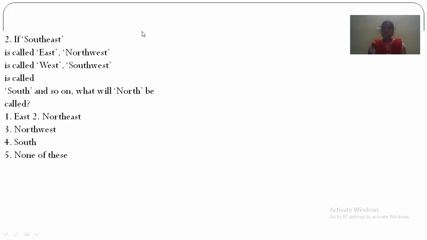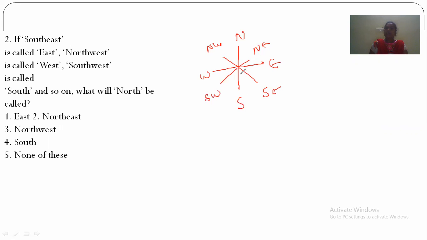This kind of problem is mostly asked. For this one, you need to draw this diagram: north, south, east, and west, and in the middle, northwest, northeast, southeast, and southwest directions. If southeast is called east, this is the actual direction and southeast is the imaginary east. Northwest is called west. Southwest is called south. Then automatically the opposite of northeast will become south, and its opposite is north.